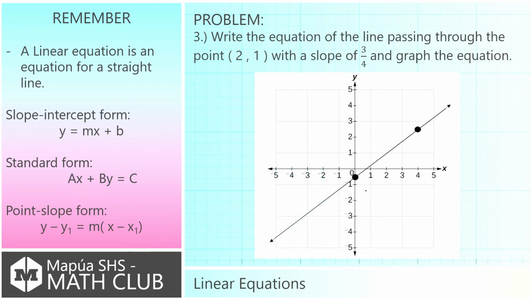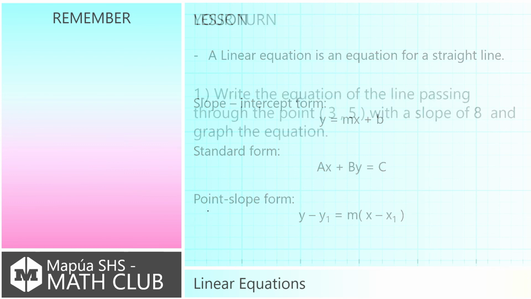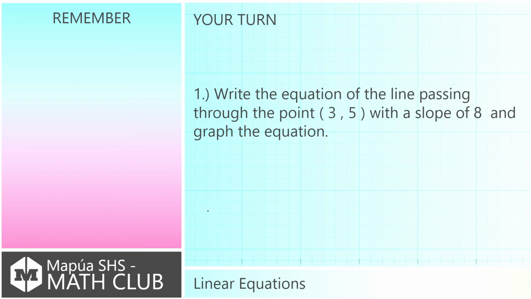So remember that a linear equation is an equation for a straight line and can be written in three primary forms, which are the slope-intercept form, standard form, and point-slope form. Now it's your turn. Try to solve these problems by yourself. Remember to use the formulas I've mentioned earlier.